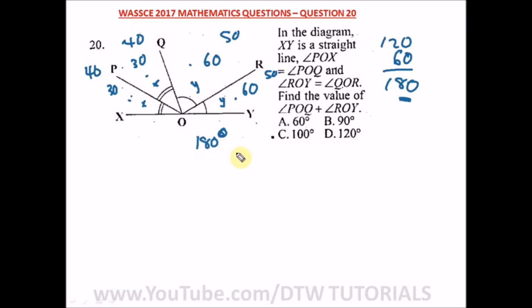So from here, what will be our answer? Let's say we choose 30 and 60. So this angle POQ is 30 and ROY is 60. So we have 30 plus 60. And what would this give us? We have 90 degrees. So our answer is 90 degrees. If we decide to pick 40, we have 40 plus 50, which will still give us 90 degrees. So we are right. In any way you manipulate it, you still get 90. So our right option here is option B.